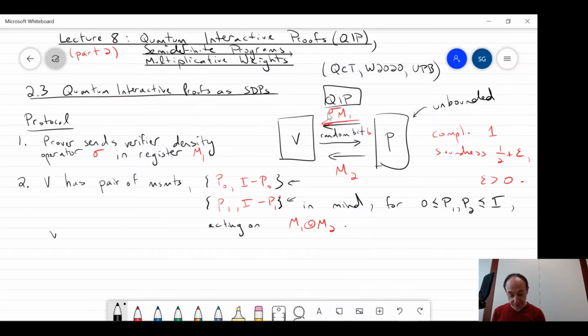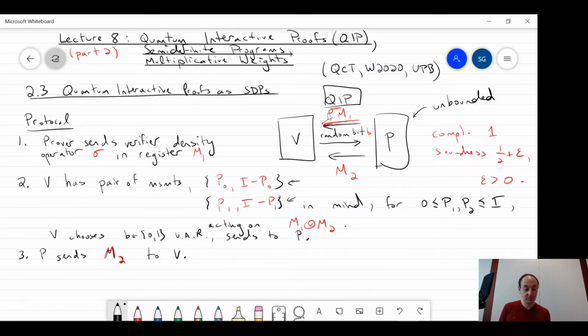So the verifier chooses B in just the set 0, 1, so a single bit, uniformly at random, and sends it to the prover. And what does the prover do? The prover sends the second message, M2, that should be in red, to the verifier. Sorry, I still have to say the last step.